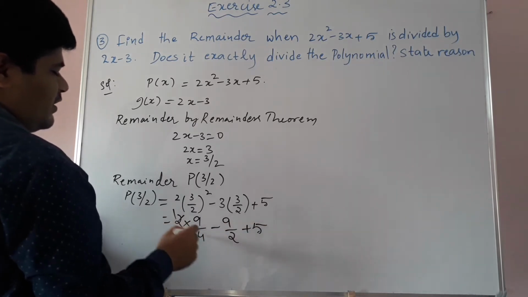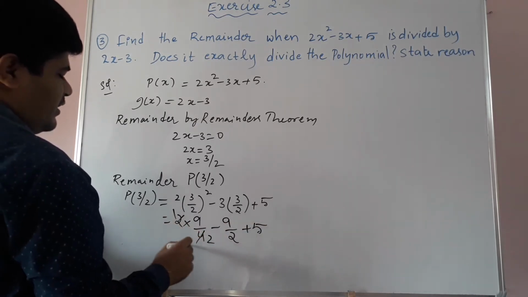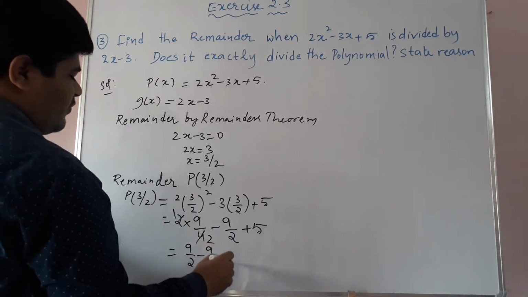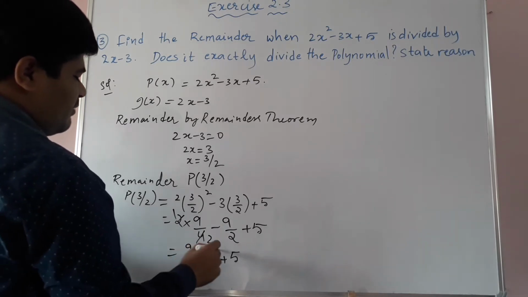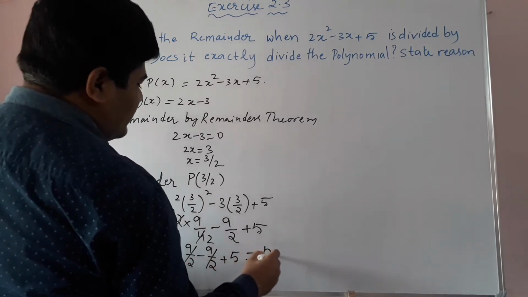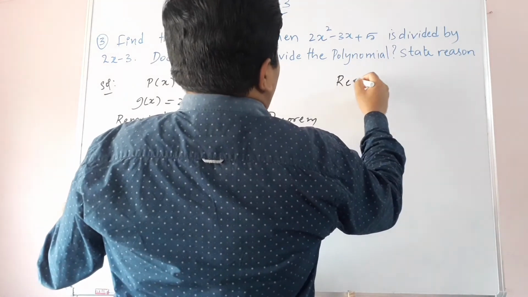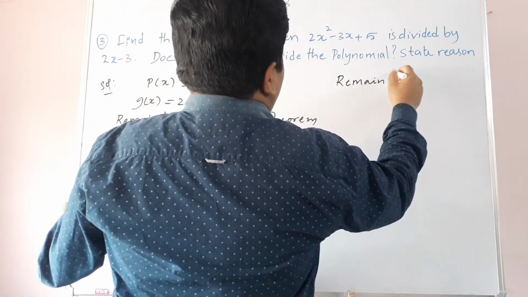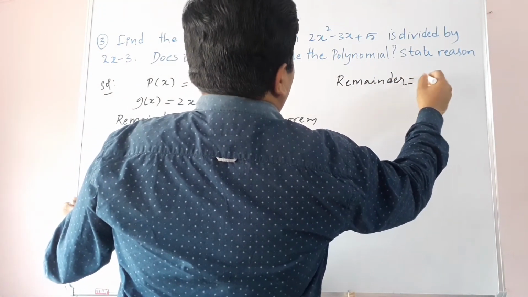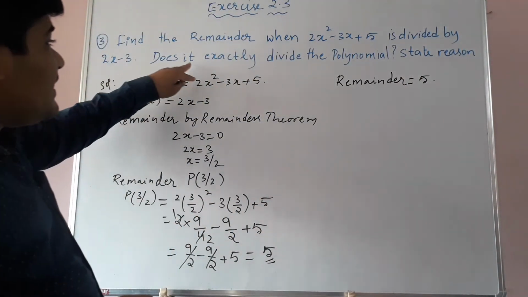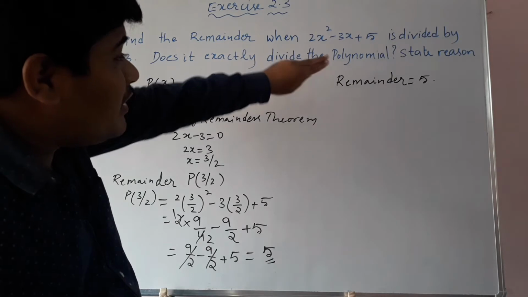So 2 2s are 4, 9 by 2. So what is there, children? 9 by 2 minus 9 by 2 plus 5. So 9 by 2 minus 9 by 2 will get cancelled. Finally, what is the remainder, children? 5. Okay, so the remainder is 5.